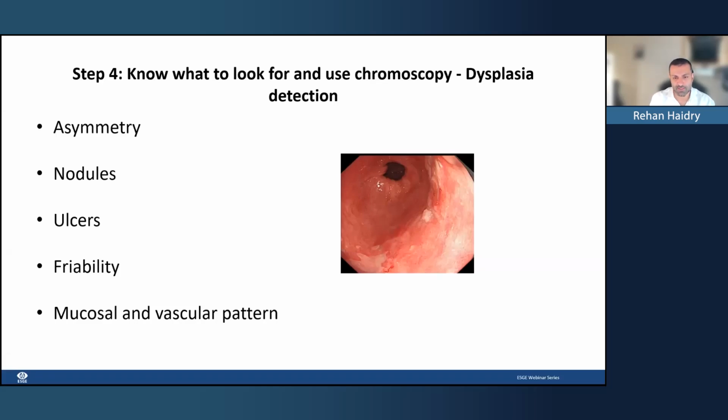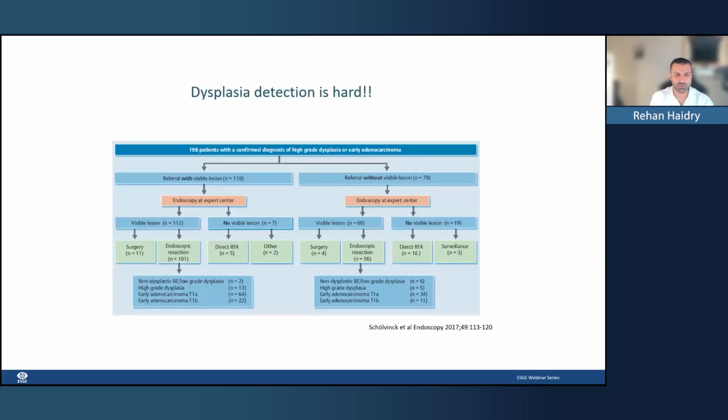Friability: if you find a piece of tissue starts to bleed very quickly. And then look at your mucosal and vascular patterns. Dysplasia detection is hard in the esophagus. Gosh, even the experts get this wrong. This is a nice study from Holland, which showed that patients who were referred to expert centers with dysplasia, even in expert hands, 40% of patients who were referred without a lesion, we found a lesion. So this can be very, very difficult.